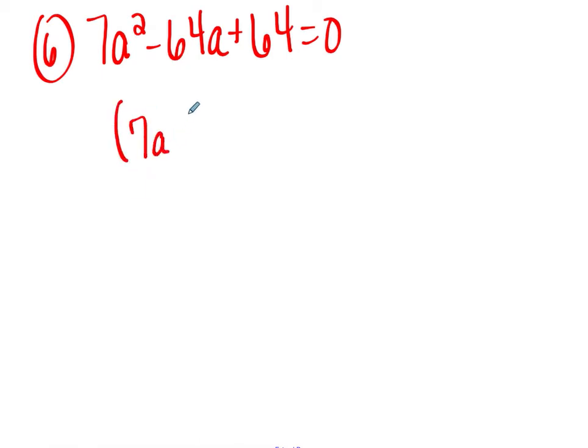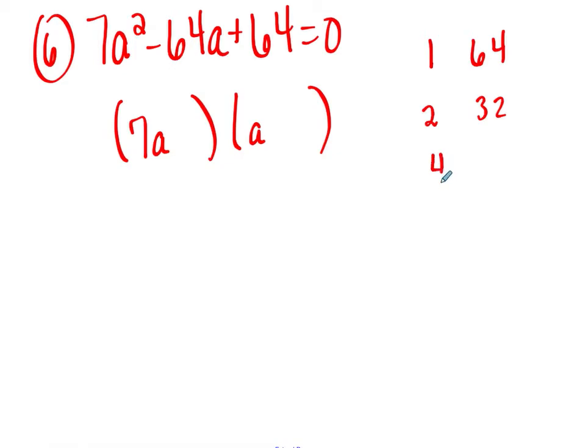Number 6. You're going to do 7a and a. You have to find something that's going to give you 64 and 64. Your factors of 64 are going to be 1 and 64, 2 and 32, 4 and 16, 8 and 8. Nope, and that's it.